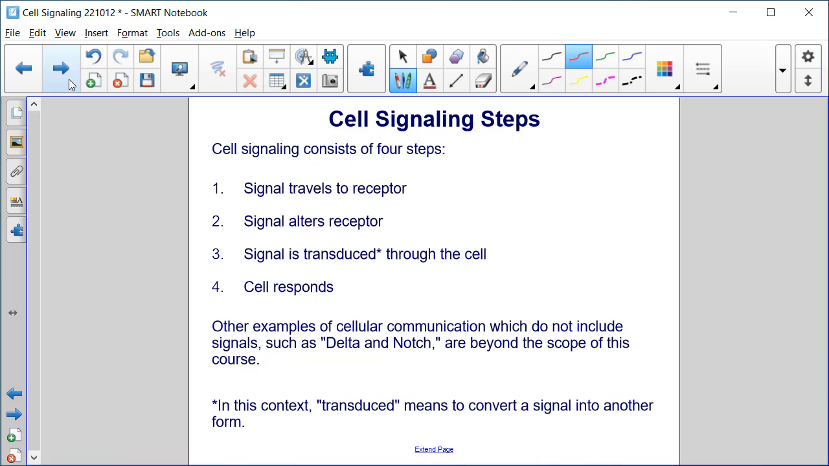So it is transduced through the cell. And then 4, the cell responds. Other examples of cellular communication which do not include signals, such as delta and notch, are beyond the scope of this course.